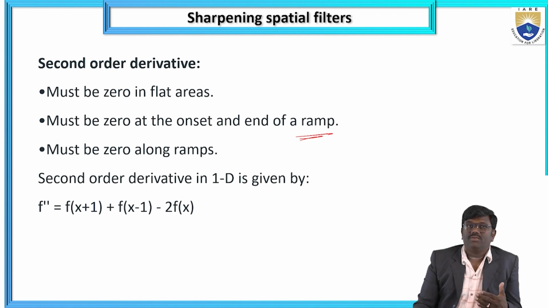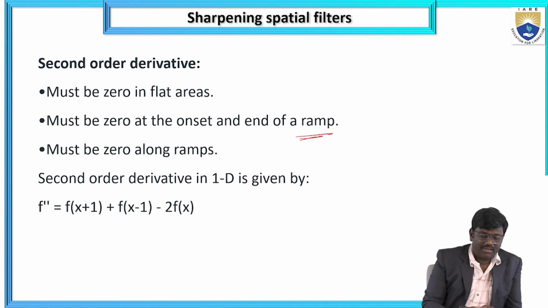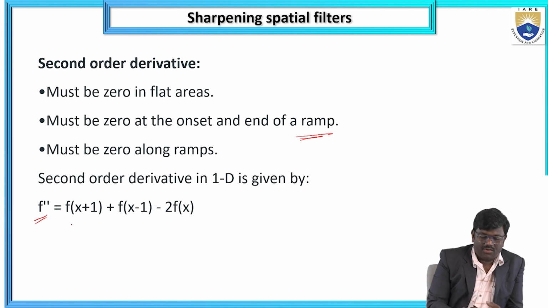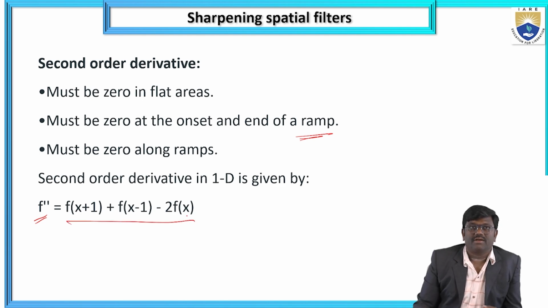So the second order derivative must be zero along ramps. The second order derivative in one dimension is given by f double dash, which is f(x+1) + f(x-1) - 2f(x).